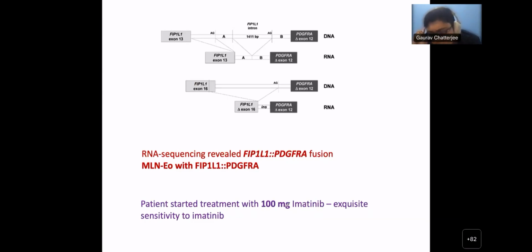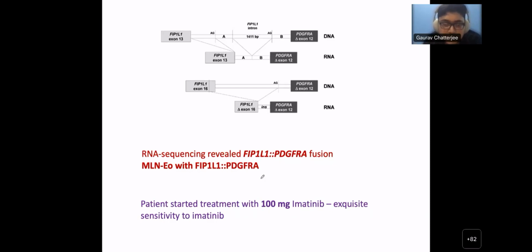Do any of you know what is the starting dose of imatinib usually in CML patients? Ruvini maybe can answer that. Ruvini? In CML, 400 milligram imatinib. That's true. So in CML, we start with 400, but in this PDGFRA, they are so much sensitive to imatinib. Even 100 milligram dose is good enough.